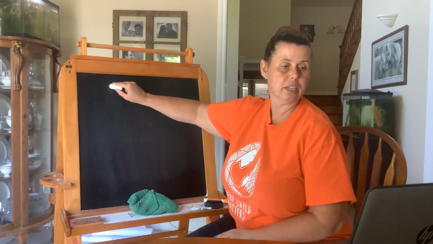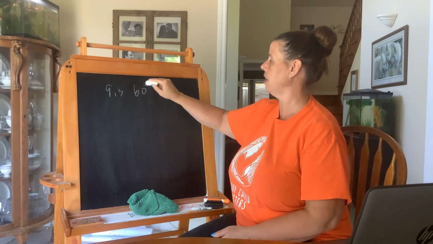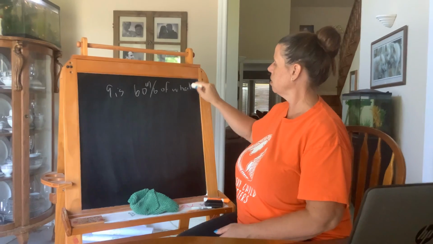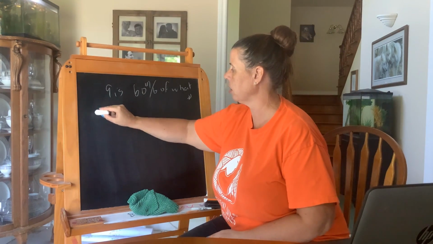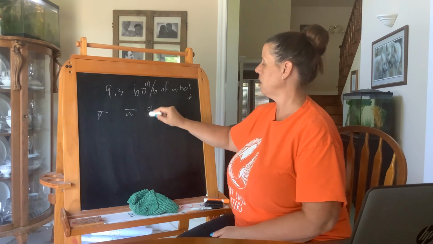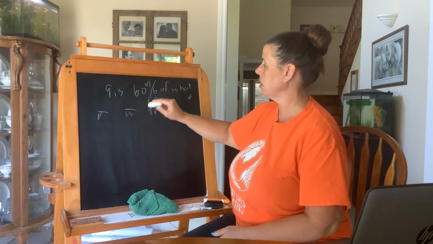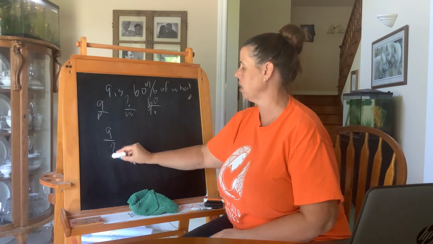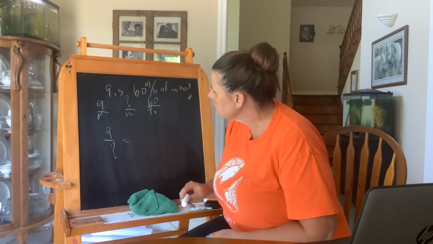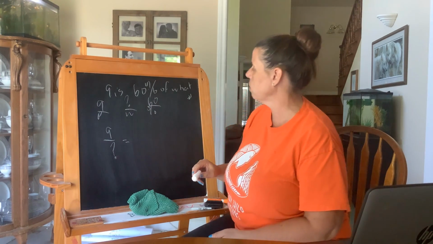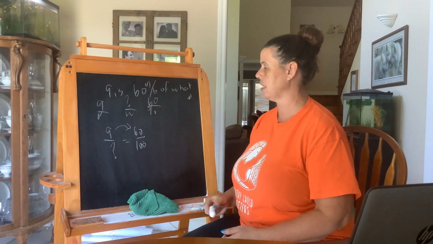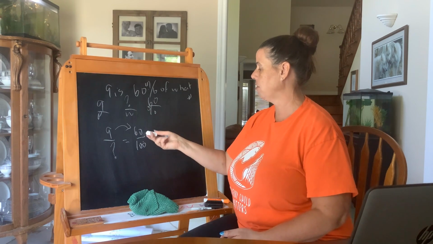Okay, number 9. If 9 is 60% of what number? Okay, so think about it. We got the part, the whole, the percent. Well, we know it's 60%, and 9 is the part, so we don't know this. So 9 over something equals 60 over 100. Okay, so I can't get from 9 to 60, so I have to change this.